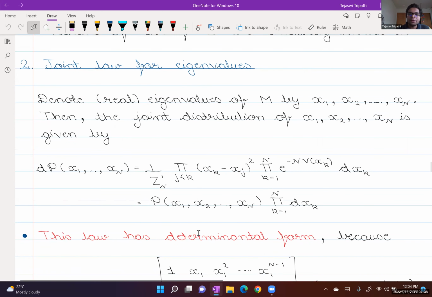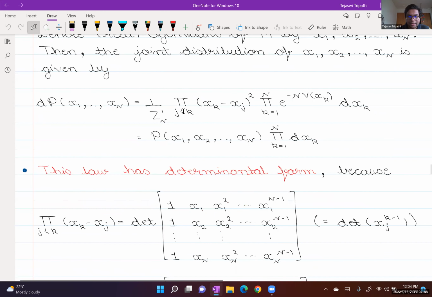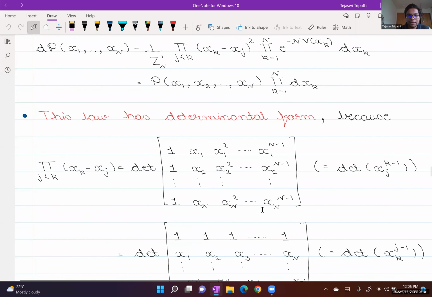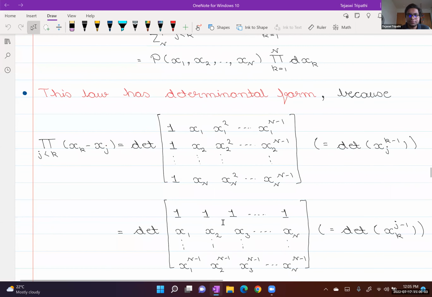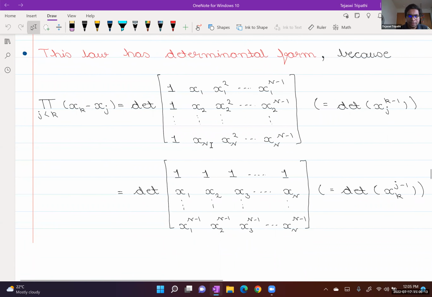Okay, now I'll try to prove that it has a determinantal structure. So you can see that this is nothing but a Vandermonde determinant squared. So this can be written as determinant times determinant, right? This is nothing but a Vandermonde determinant. And I can take its transpose. Okay, now an important observation. I don't want to use this form. I want to do something else.